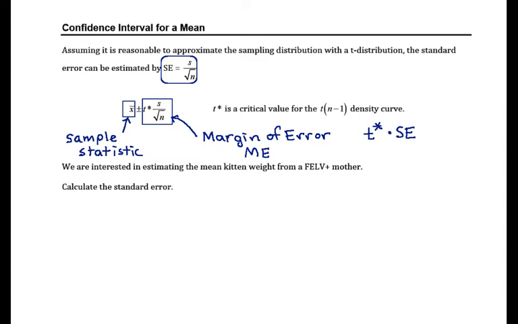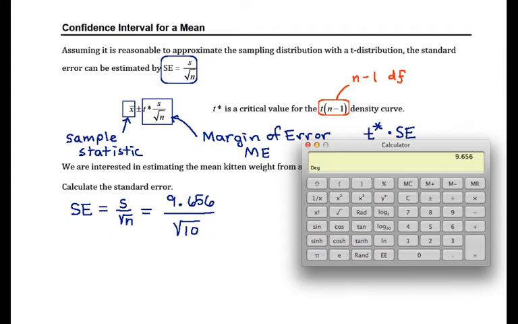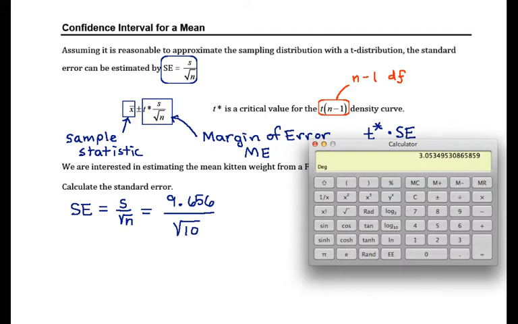T star is a critical value for the t n minus 1 density curve, meaning the t distribution with n minus 1 degrees of freedom. And it's the critical value that we will see how to look up in this table. So first of all, calculating the standard error, we have that the standard error, SE, is equal to S over square root of n. And if we recall, our sample standard deviation for this data is 9.656. And our n is 10. We had 10 kitten weights. So this is 9.656 divided by the square root of 10, which gets us 3.053.